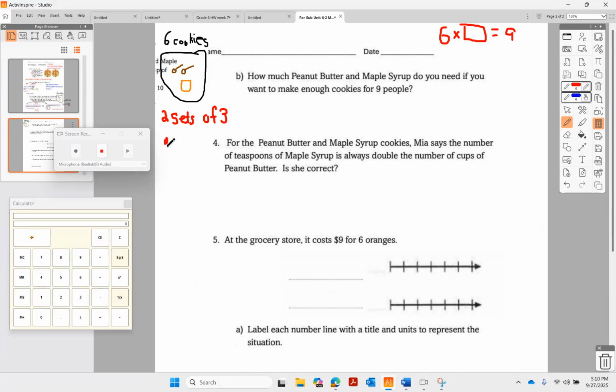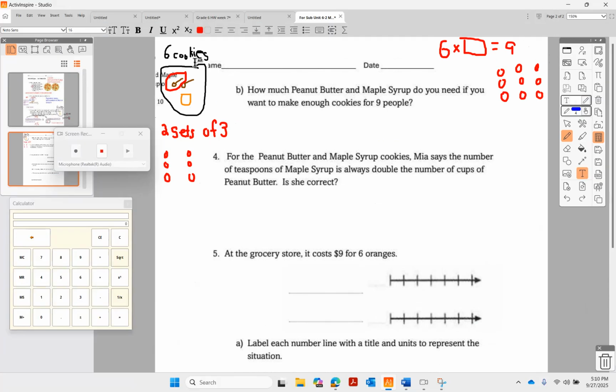There's 1 set of 3. There's another set of 3. Okay. And then over here, I want to get to 9 cookies. That's 3 sets of 3. So I could say, well, what about if I divided this in half to get just how much do I need for 3? That would be a half. That's 1 tablespoon, right?